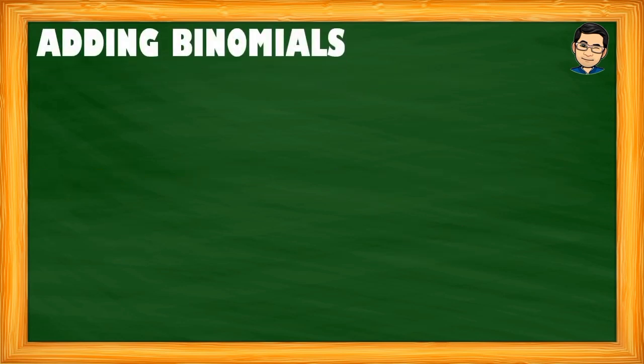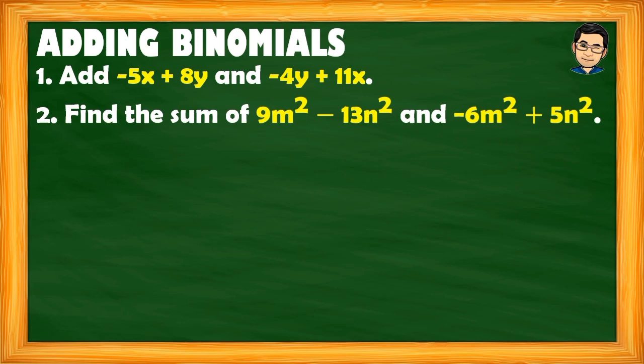So, let's have adding binomials. So, binomial is a polynomial with two terms. So, let's have number 1. Add negative 5x plus 8y and negative 4y plus 11x. So, sulat lang po natin yung mga given polynomial.